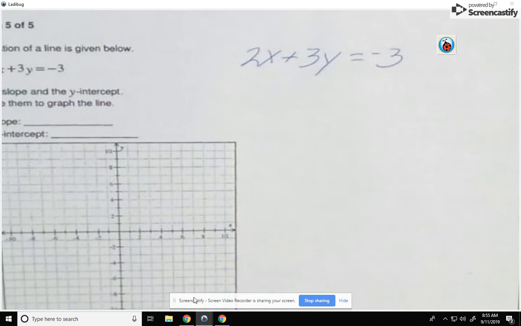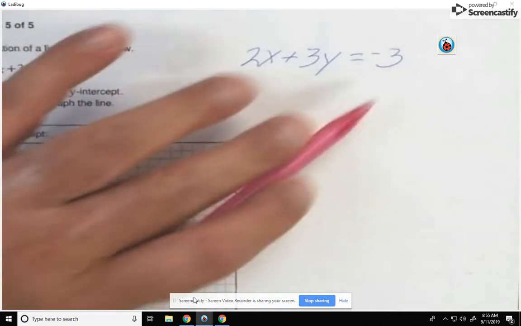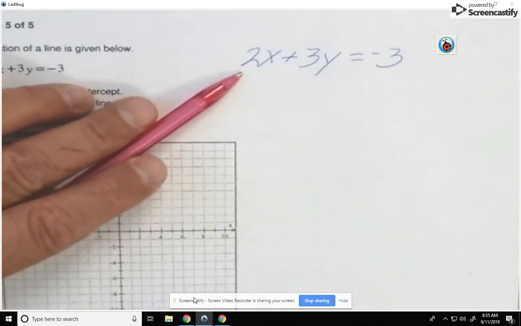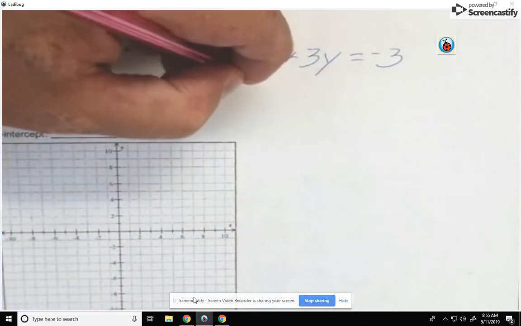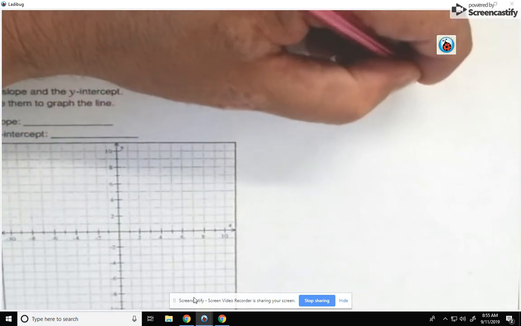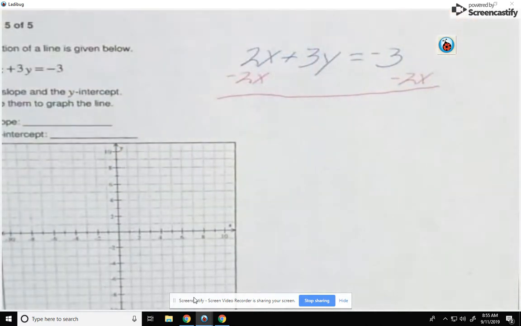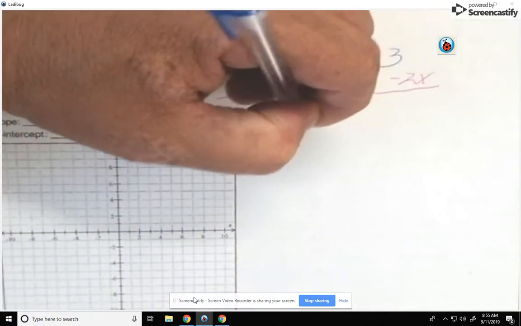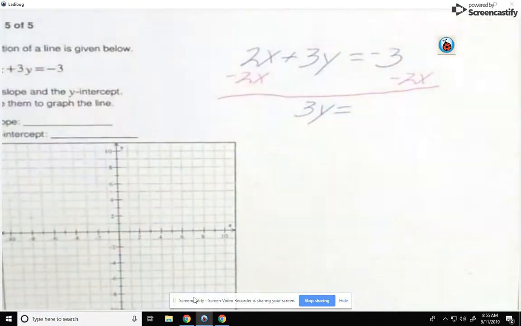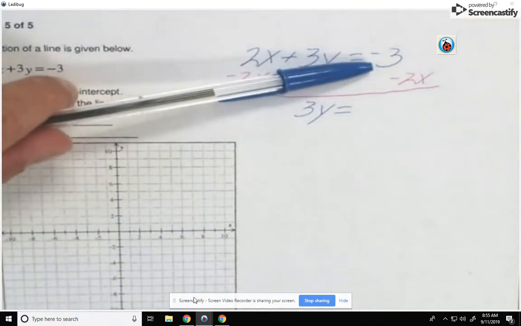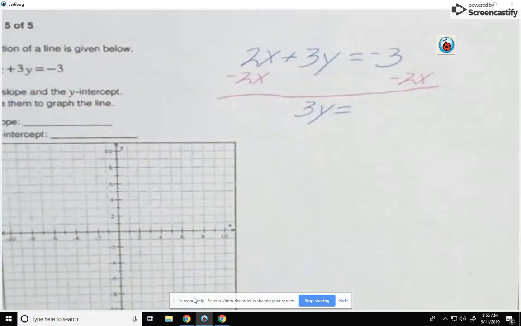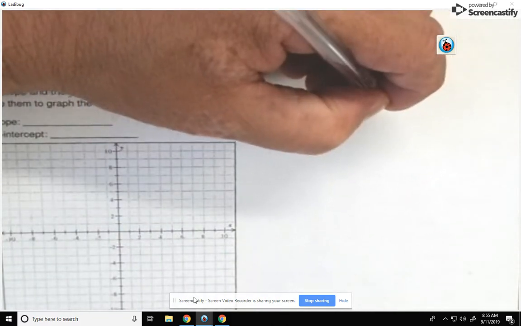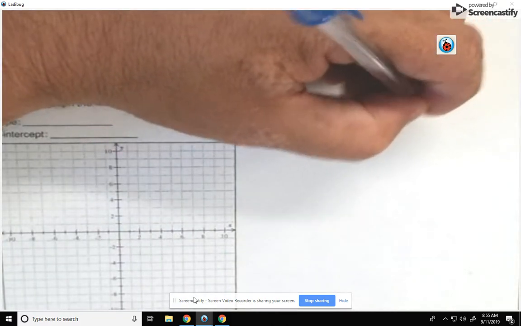To do this, there's two basic steps. The first step is to move your x to the other side using either addition or subtraction. In this case, it's a positive 2x, so I know to move it to the other side, I would subtract 2x. So on the left side, my 2x's cancel, I'm left with the 3y. On my right side, negative 3 minus 2x, again, these are not like terms, I cannot combine them, so I just have to simply write it as negative 3 minus 2x.